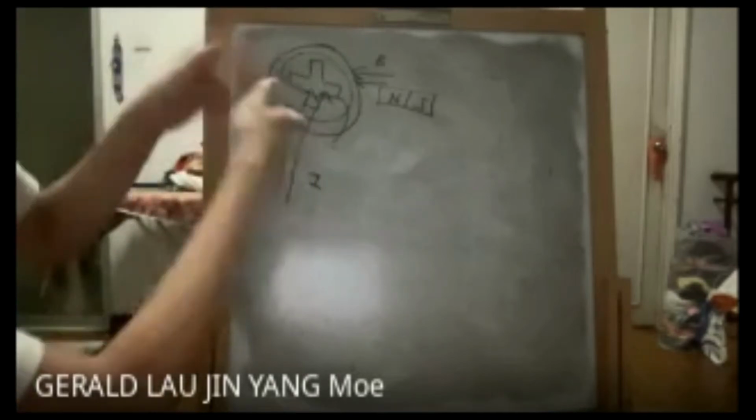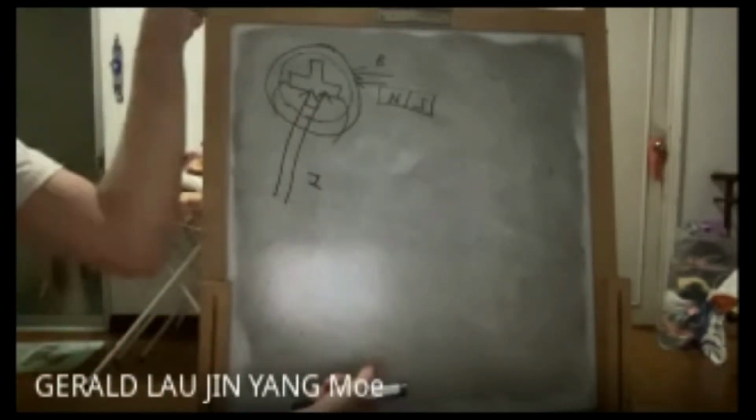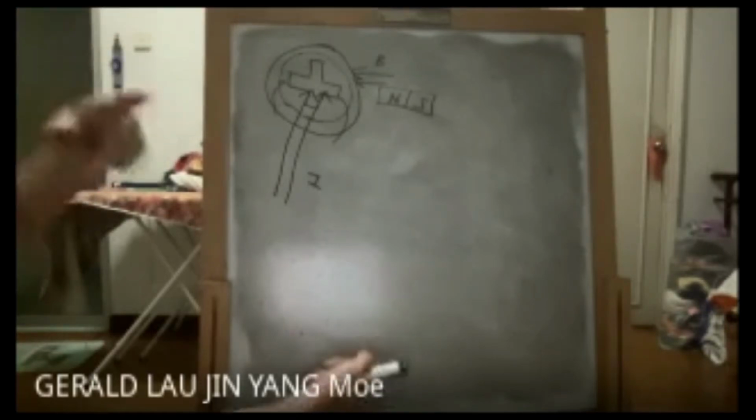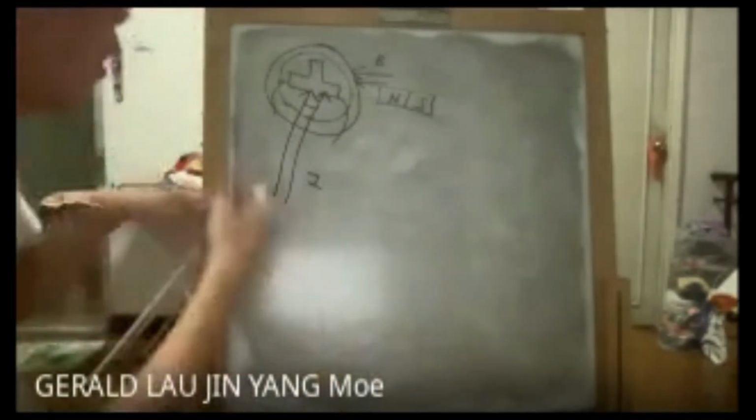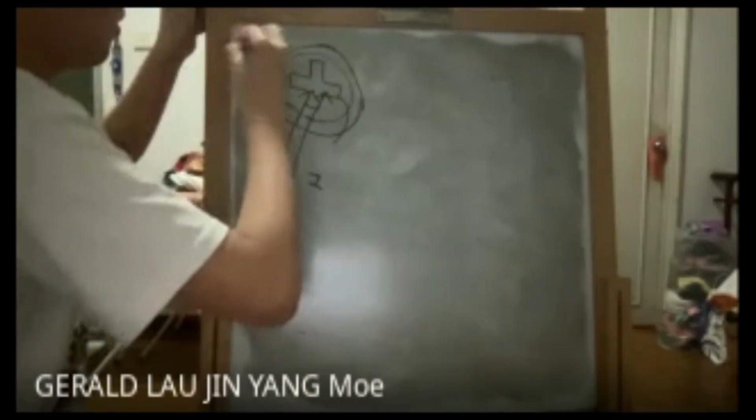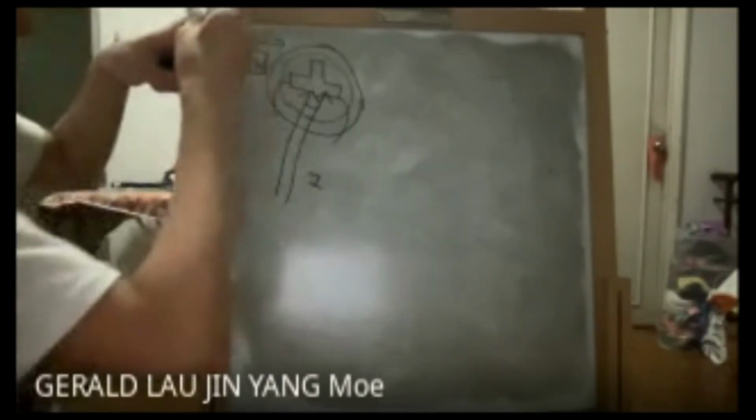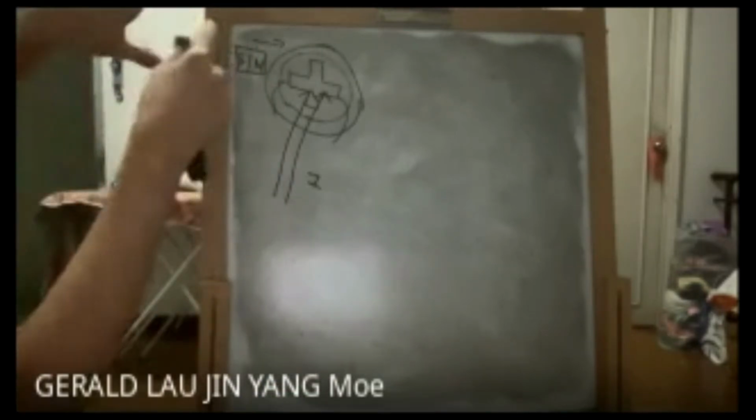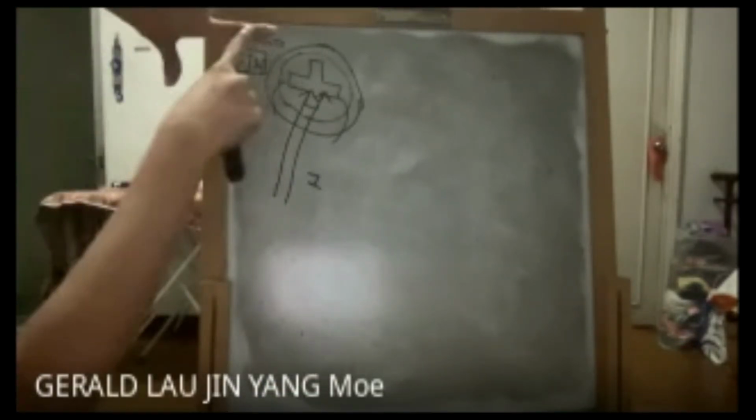Wait, did I do it the wrong way? Hold on. Did I put the magnet on the wrong side? Whoops. Okay, north south this side. Magnet this side. So current like this, the magnet is going here.